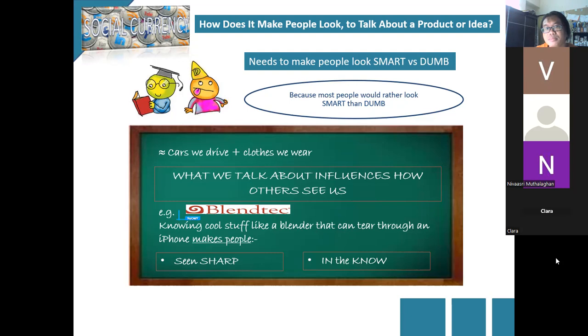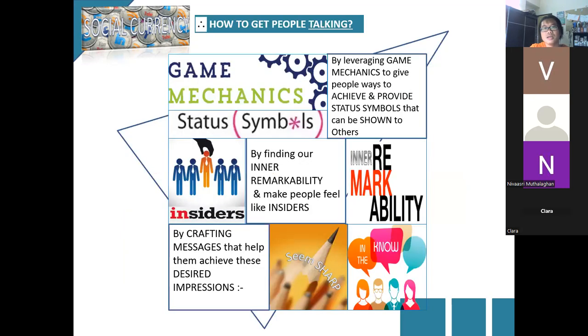For example, one of the reasons why that blender just now, that can blend anything, goes viral. Chances are you wouldn't need a blender that blends a bowling ball, because you don't blend bowling balls. But knowing something cool and interesting, like a blender that can actually blend an iPhone or a bowling ball or even an iPad, it makes you look sharp. It makes you look in the know, and hence it goes viral, because when you share that, you look cool, you look smart, you're not dumb. So that is one. That is social currency.